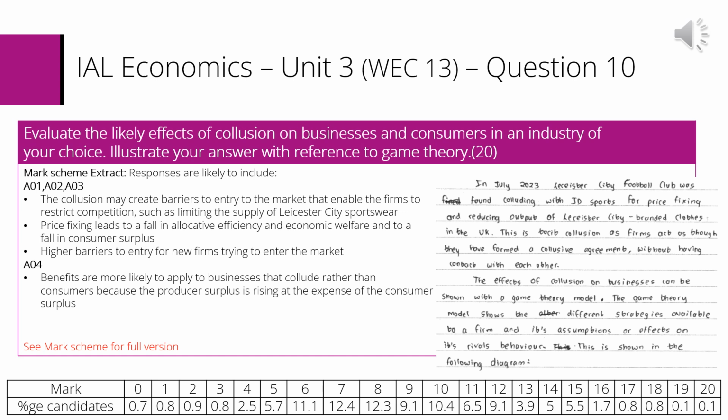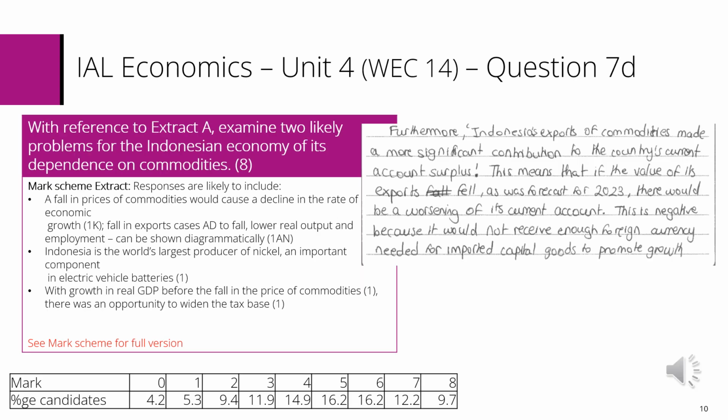That concludes the Unit 3 5 worst performing questions. We're now going to go on and have a look at Unit 4. Now we have looked at Unit 3 and its 5 worst performing questions. Let's move on to Unit 4 and again look at the top 5 worst performing questions for this unit.